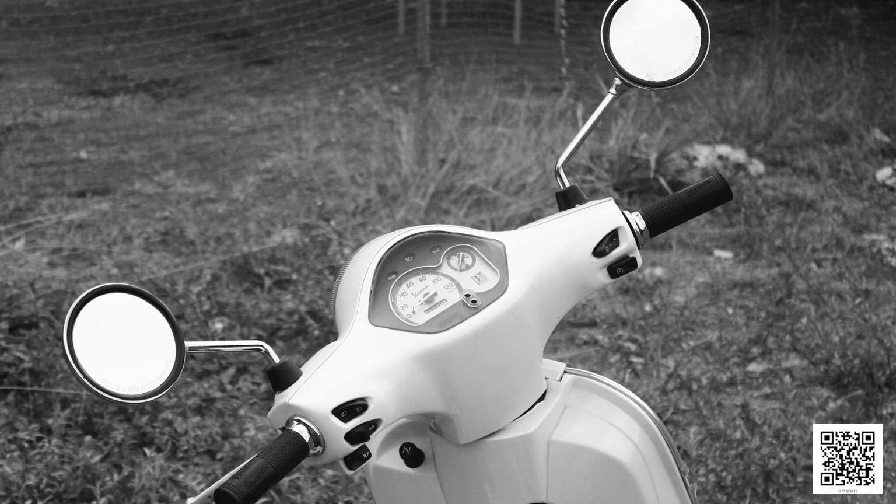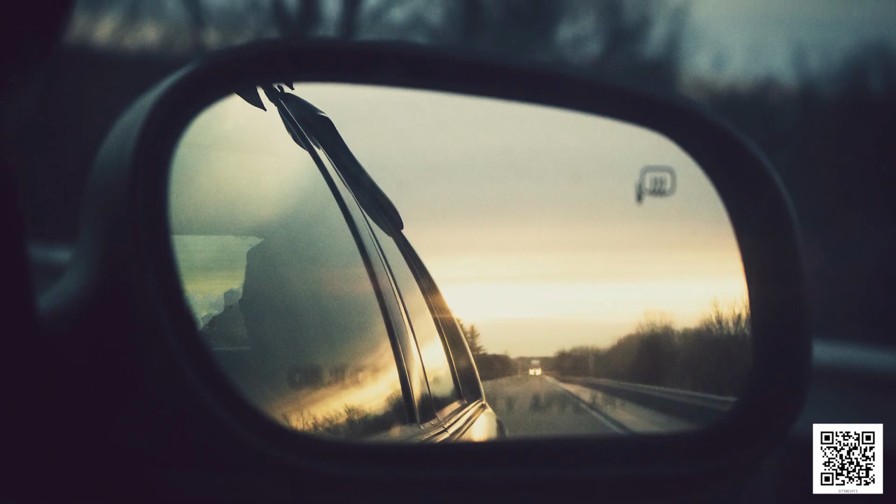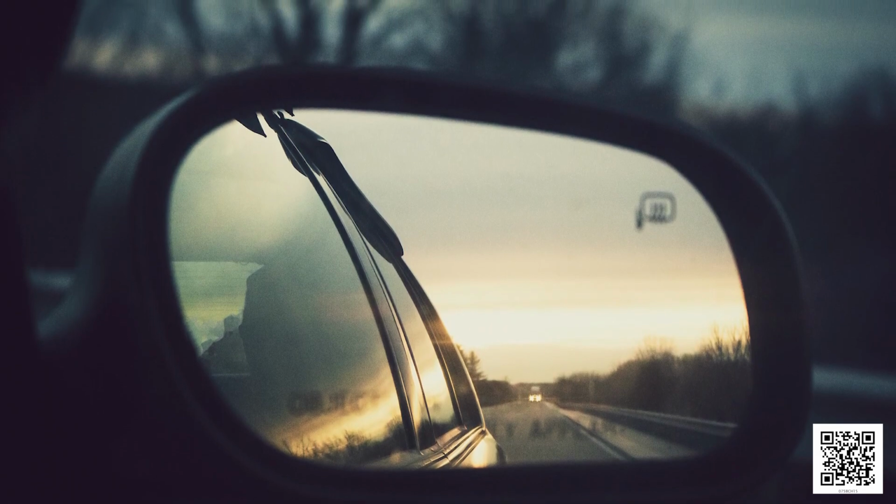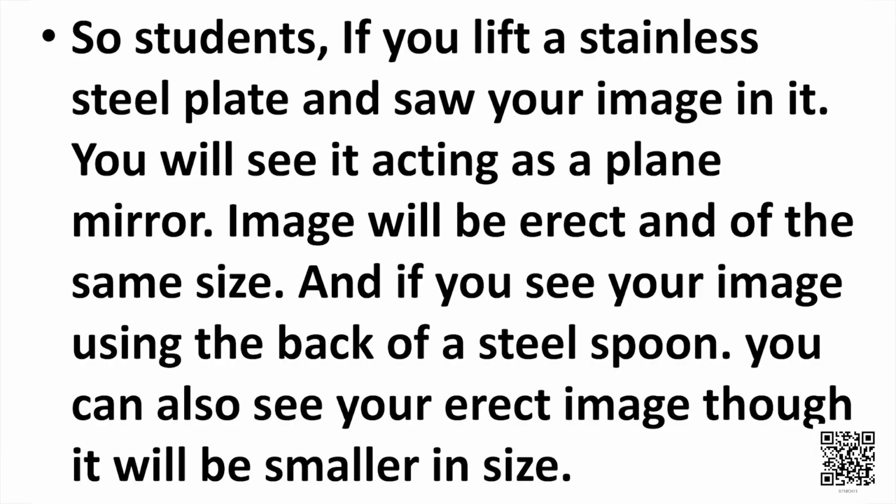You students might have observed that in the side mirror of a scooter or a car, the images of all the objects appear smaller than the objects themselves. Have you ever wondered why it is so? So students, if you lift a stainless steel plate and see your image in it, you will see it acting as a plane mirror. The image will be erect and of the same size.